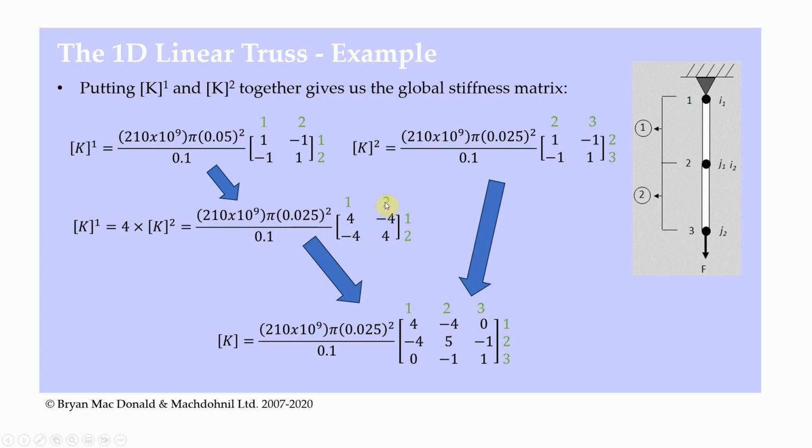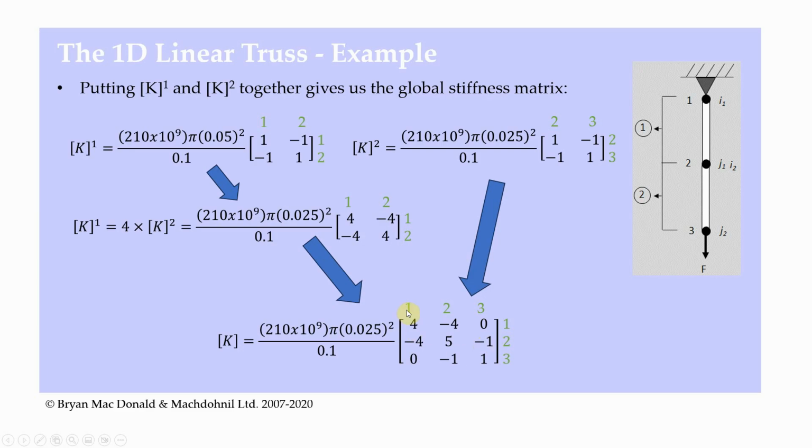And here's where it starts to get interesting. Column 2, row 2 is a 4 in this element, but I also have a 1 in this element. So I get a 4 contribution from here and a 1 contribution from here, giving me a 5. So at the point where the elements touch, I have a contribution from both elements. So a 2, 2. And then I keep going, and I look for 3, 2. It doesn't exist in element number 1, but in element number 2 it's minus 1. So I put in a minus 1 there.